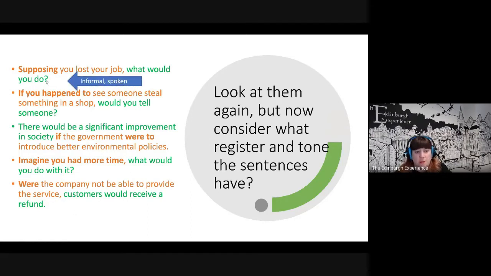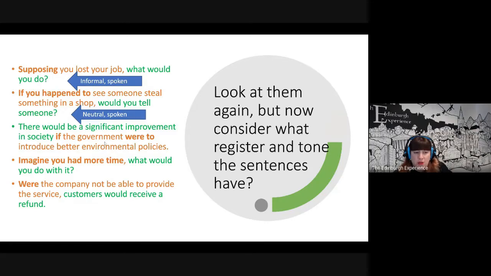All right, so this first one here, supposing. So instead of if, I'm using the word supposing. And we use supposing a lot in more informal English and especially in spoken English. It's something that's going to come up quite a lot. If you happened to see someone steal something in a shop, would you tell someone? So this would be the same as saying if you saw someone steal in a shop. But this is something else we use quite often in spoken English, and it's a fairly neutral register, okay? But it is very conversational.